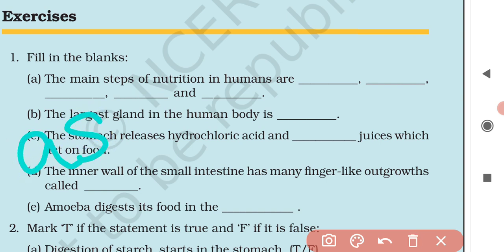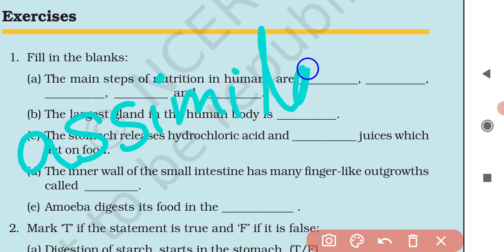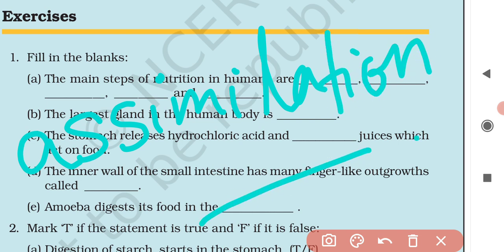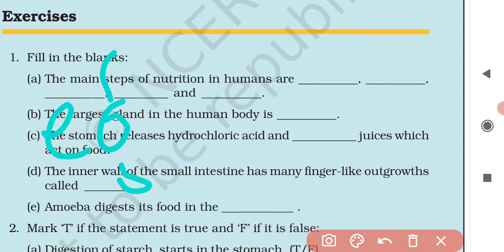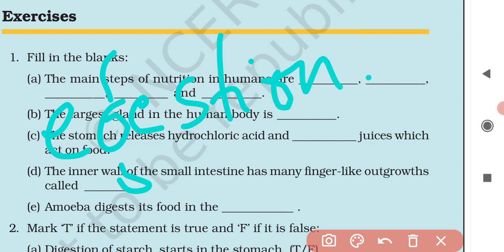Assimilation. Okay. Next step, the last step, is egestion. Egestion. You can pause the video and note it down in your book.